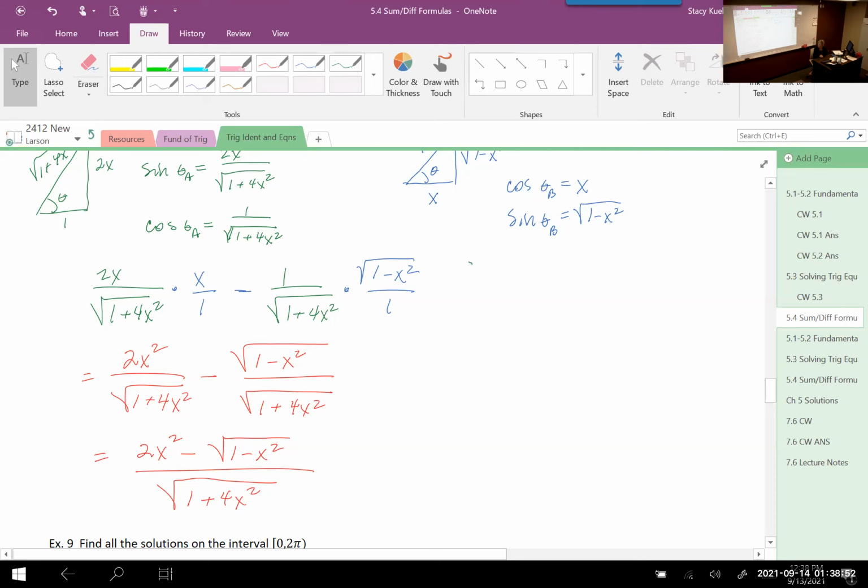Okay, that's kind of an application of the difference identity for our sine, using our inverse functions from before. Okay. All right.